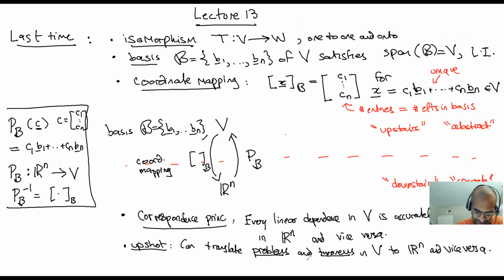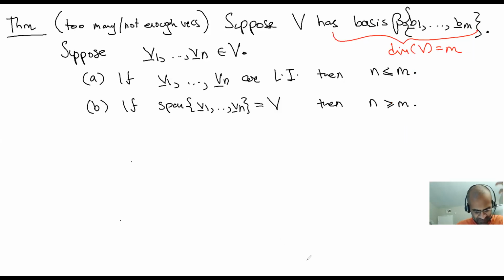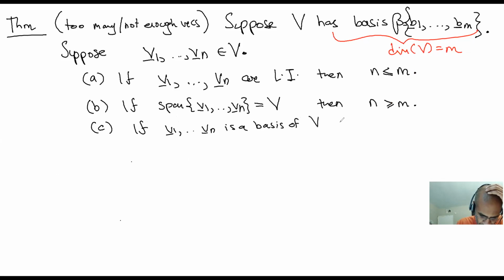Somebody said, what if they span and are linearly independent? Okay, that's a good point. So C, we might as well write that here. If both are true, C is just a consequence, right? If V1 through Vn is a basis of V, then it has to be linearly independent and span, then N equals M. And that actually answers the question of why all the bases have the same size. But C just follows from A and B.